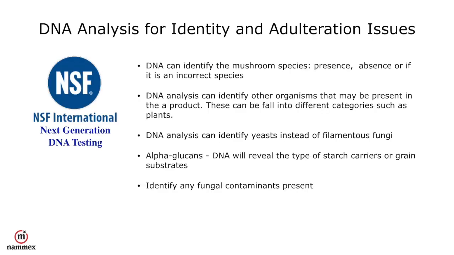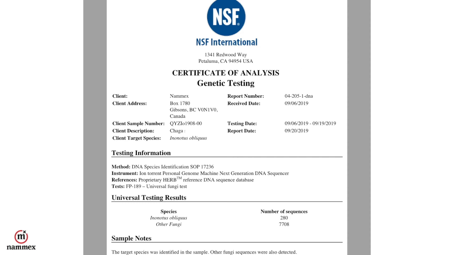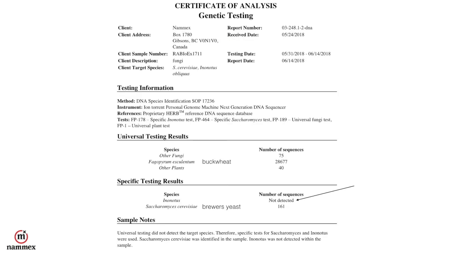For identification purposes, we prefer DNA analysis. That can get us down to the mushroom species, and it can also identify other organisms as well as yeasts, which sometimes may be put into a medicinal mushroom product. Also, of course, the alpha-glucans. This shows a certificate of analysis for a DNA analysis of Inonotus obliquus, and we have 280 sequences. There are also sequences of other fungi in there, which would be fairly common for a wildcrafted type of product.